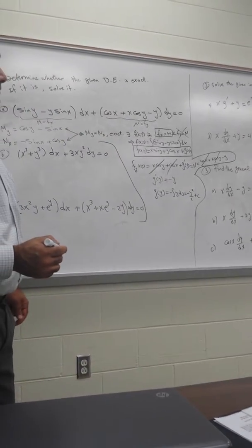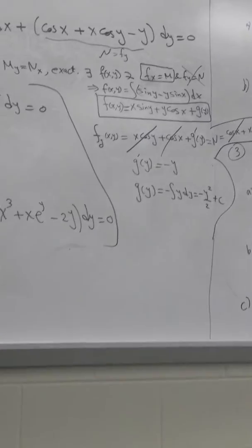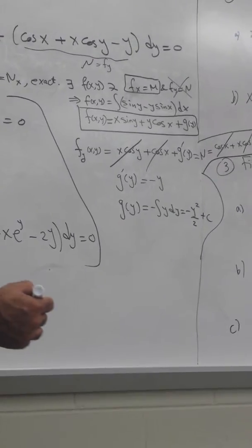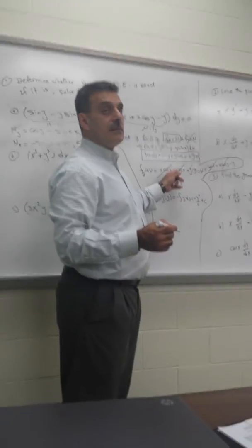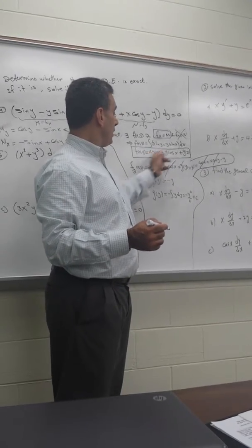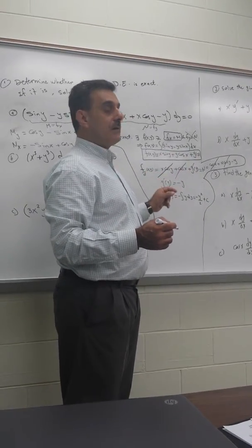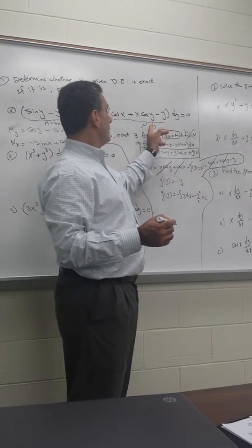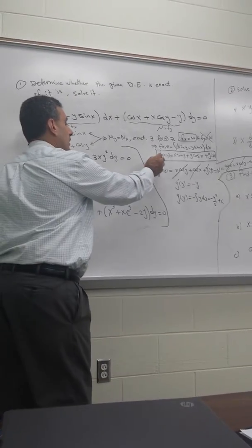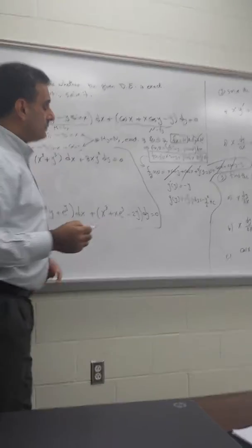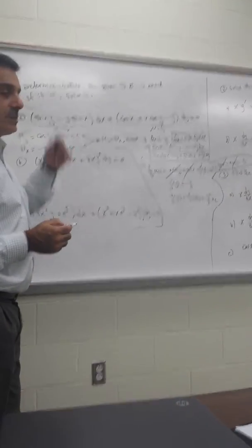You see under the little box, the f sub y, what do you do under that? You differentiate this with respect to y. And then you say equals n, because we said f sub y equals n. So you're going to differentiate this with respect to y. So this is your g, then we're done.